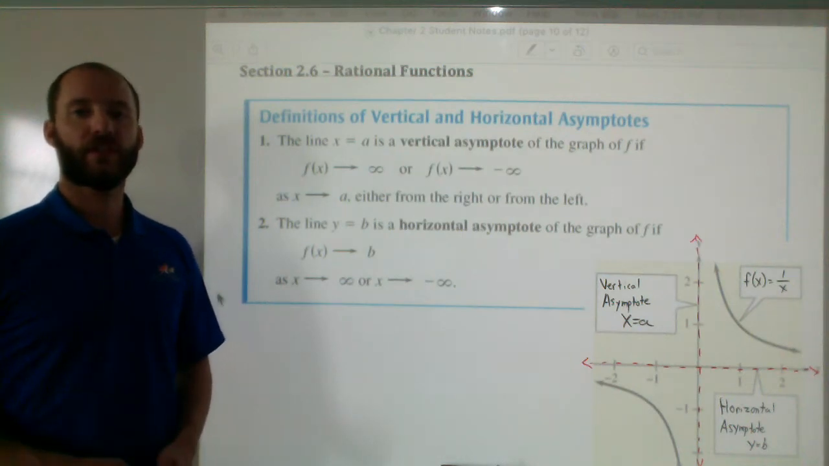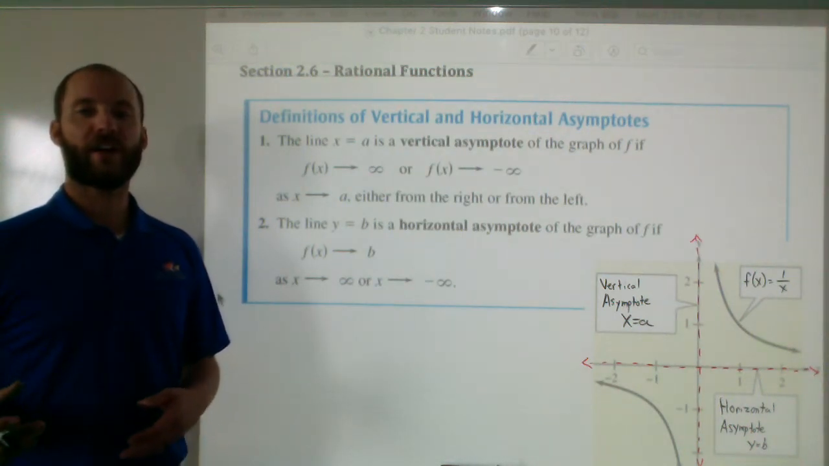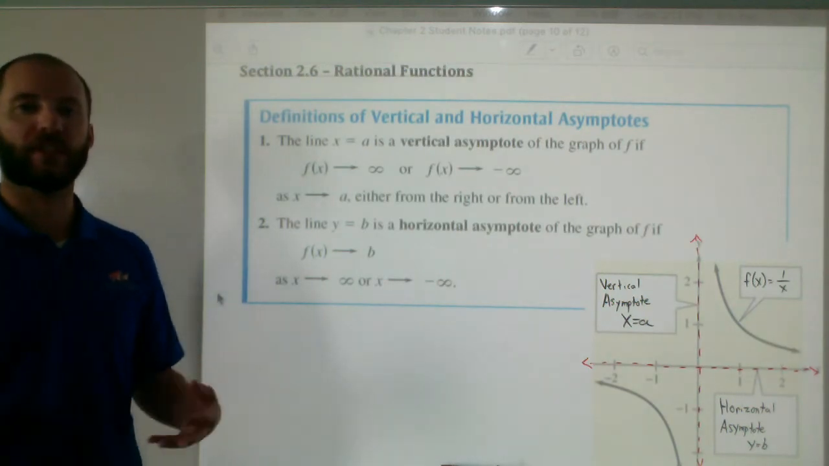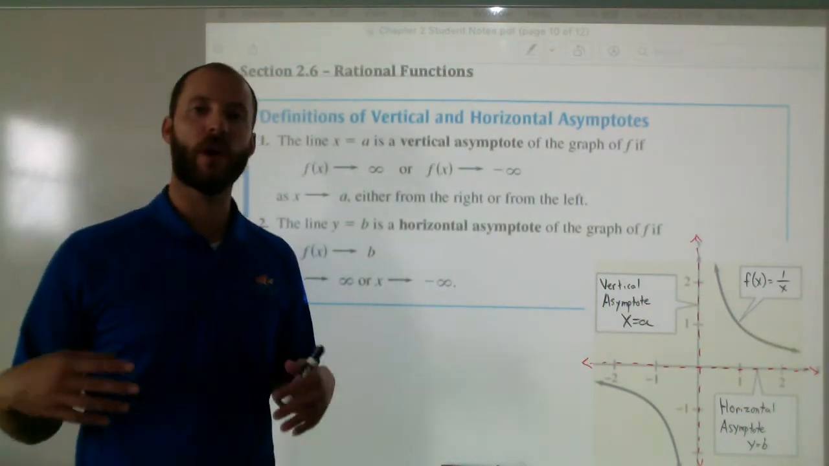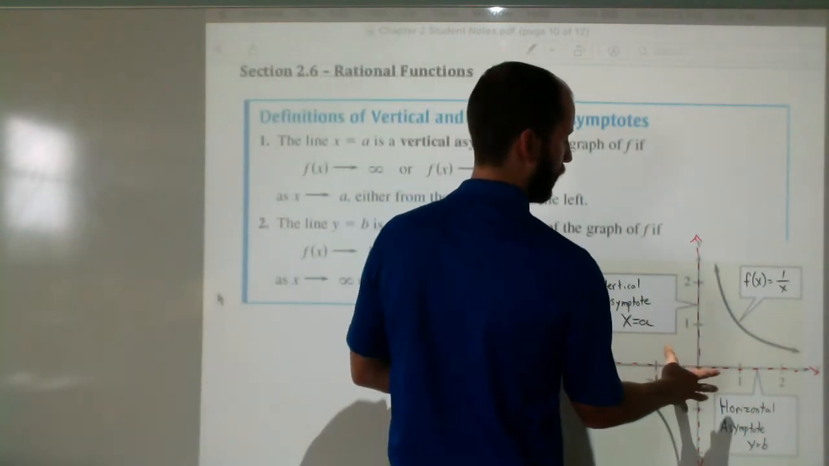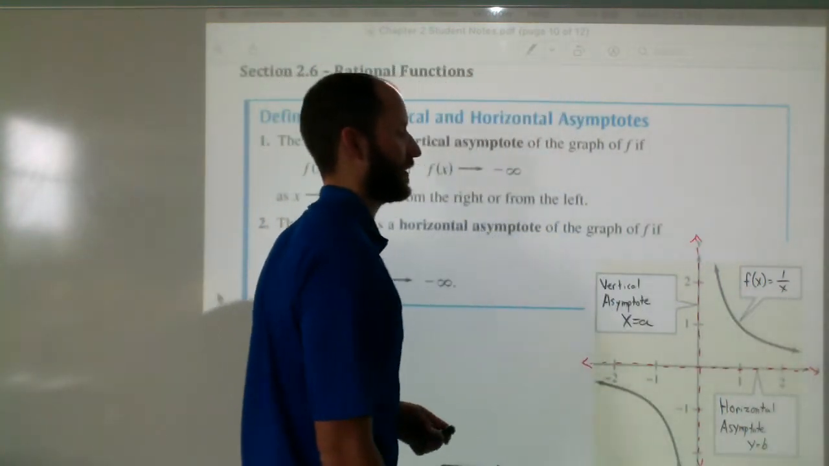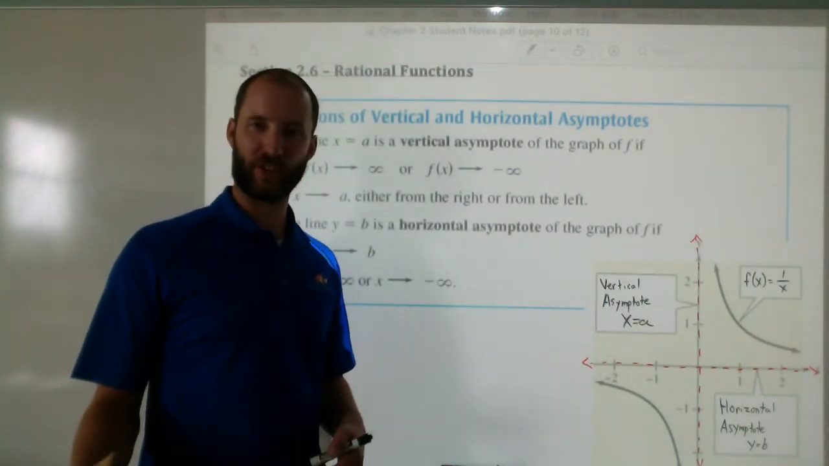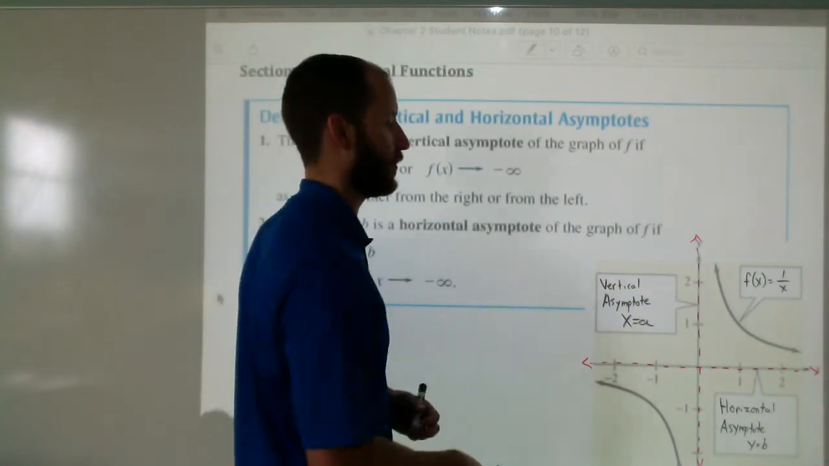Section 2.6, rational functions. We are now finally going to get into the rational function phase, out of polynomials into the rational functions that form 1 over x to the power of n. So here we have our parent rational function, f of x equals 1 over x. We have these defining traits of them, the asymptotes, vertical and horizontal asymptotes.